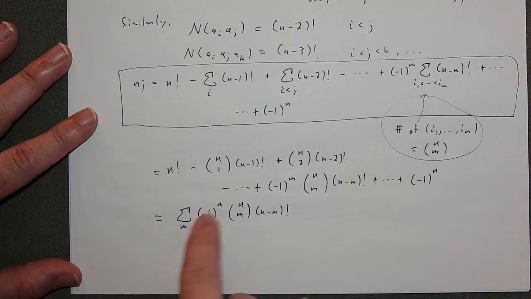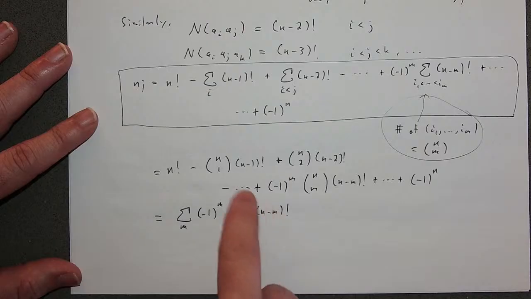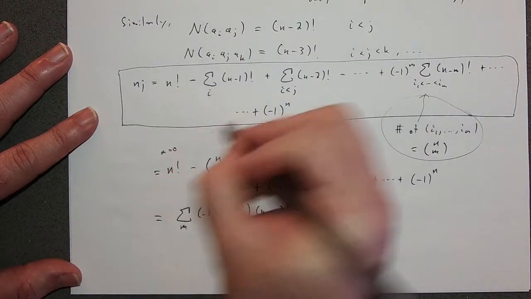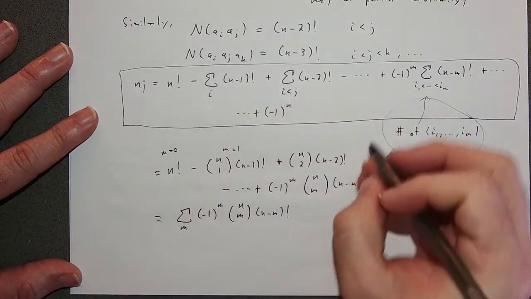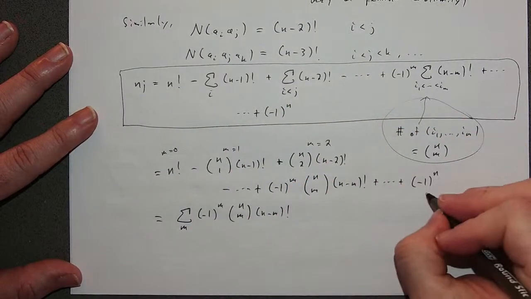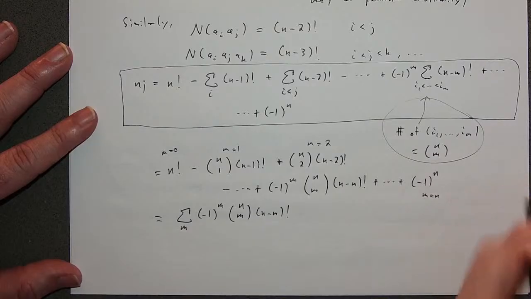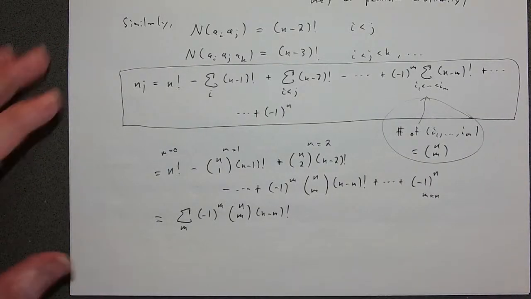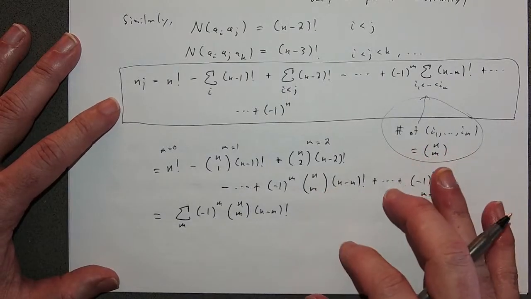When m is equal to 1, this is minus 1 times n choose 1 times n minus 1 factorial. Here is the m equals 0 term, here's the m equals 1 term. You can check that this is indeed the m equals 2 term, and so on. And then this is the m equals n term. Okay, so this is what I get.